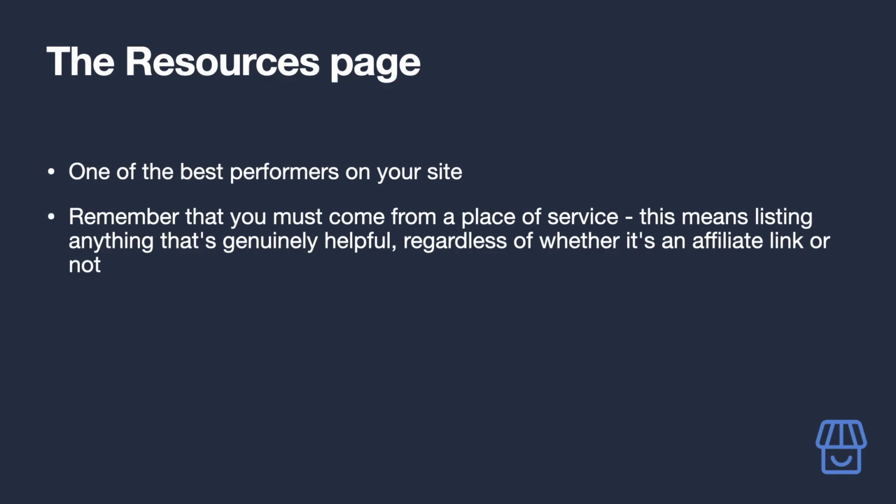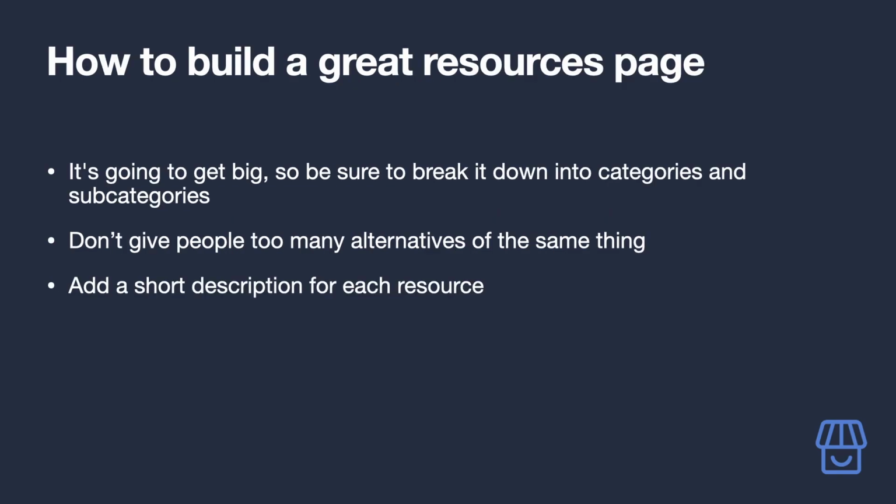Follow these golden rules for a resources page that your audience will love. This list is going to get big, so be sure to break it down into categories and subcategories. Also consider anything else that might make navigating this page better, because it's going to get really overwhelming really fast, such as a table of contents. Don't give people too many alternatives of the same thing. For example, if you've used a number of accounting software platforms over the years and you recommend most of them, limit the options you highlight to 1 to 2. Anything more than that can overwhelm your audience.